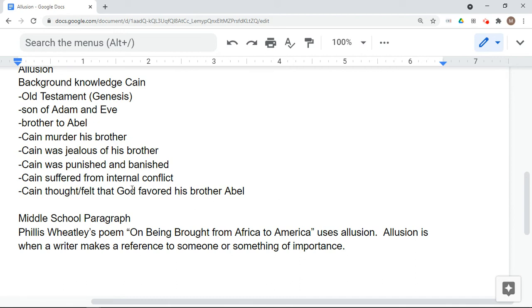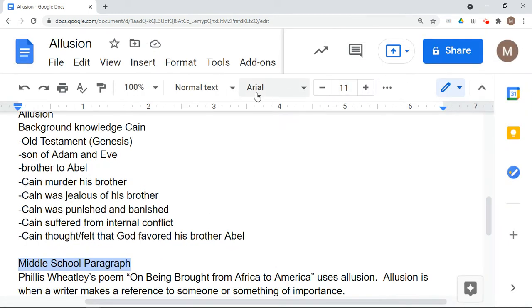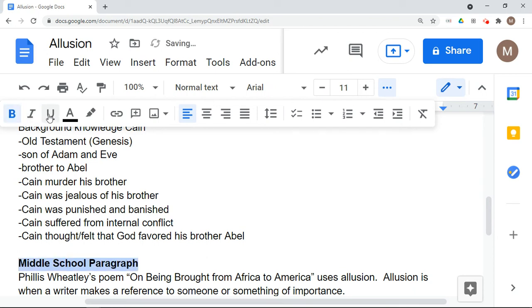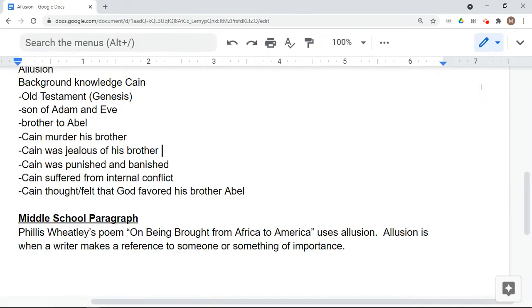All right, let's take it from the top, right, writers? Phyllis Wheatley's poem on being brought from Africa to America uses allusion. Allusion is when a writer makes a reference to someone or something of importance. Okay, so I've told the writer where we're going. I've given a definition. Now I want to provide the text evidence, because I want to make sure that the reader knows I need the text evidence to prove this allusion.